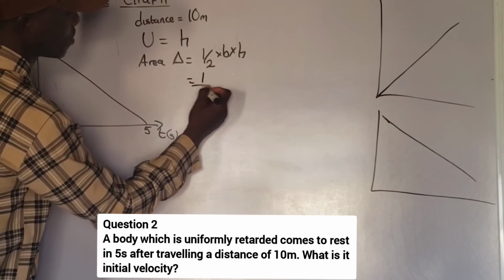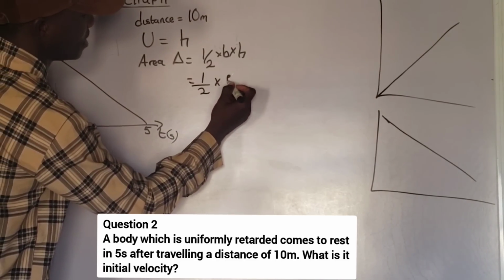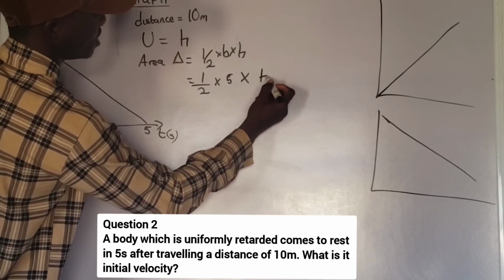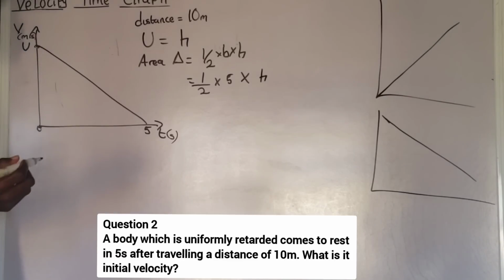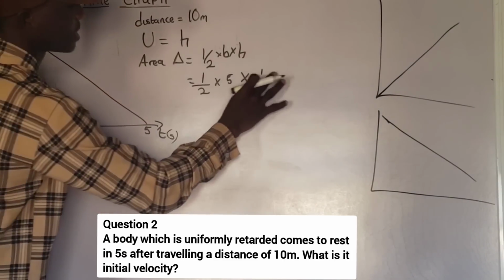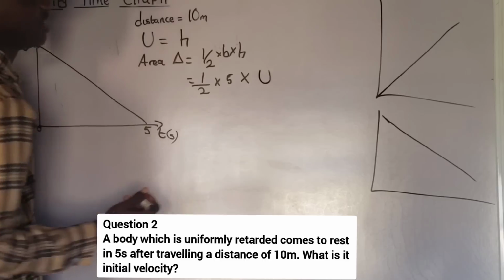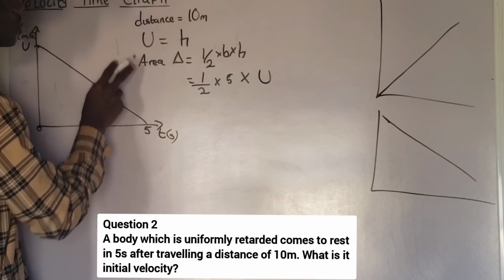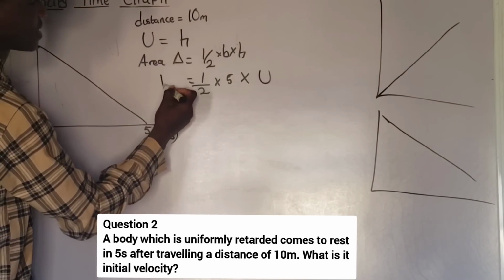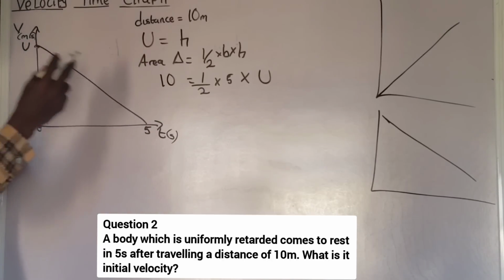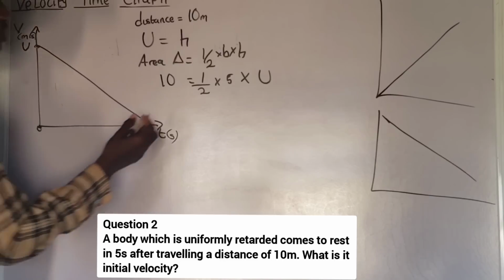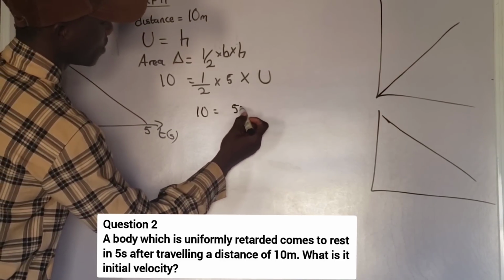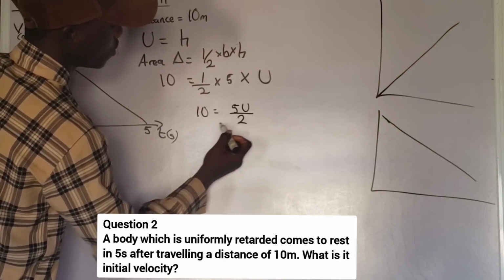So I'm going to have 1/2 multiplied by base, which is 5, multiplied by height, which is h. I don't know the height. The height is also the same thing as v, or let us represent it as u. You understand? The height is also the same thing as u. Area has been given. So area is what? 10 meters. So I'm going to have 10 equals half base times height. So for this, I'm going to have 10 equals 5u all over 2.